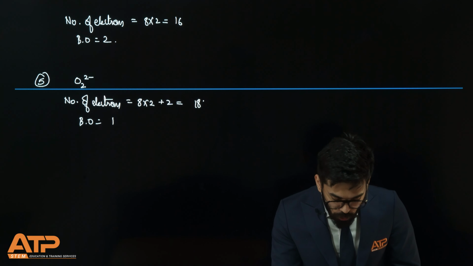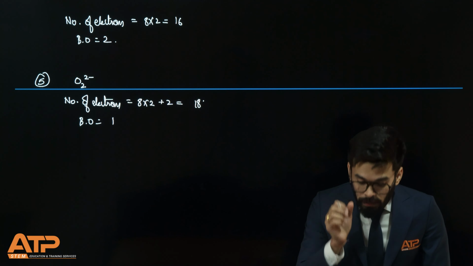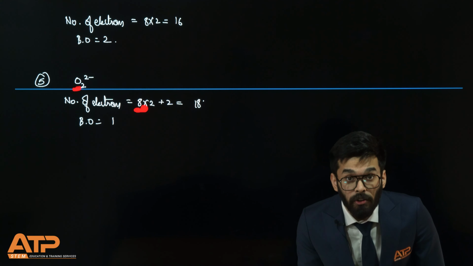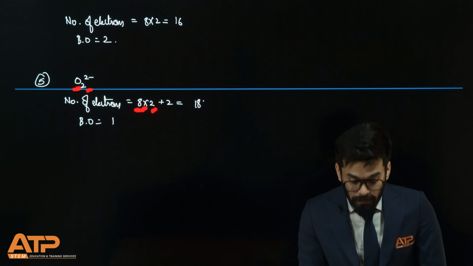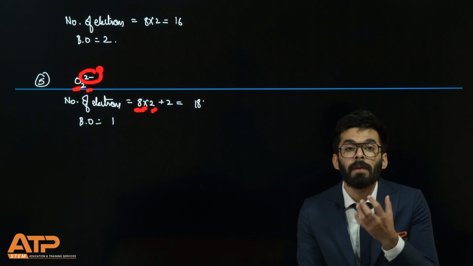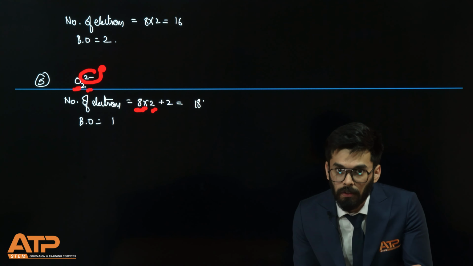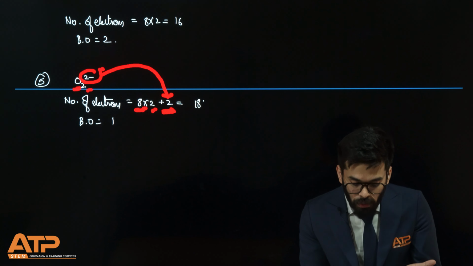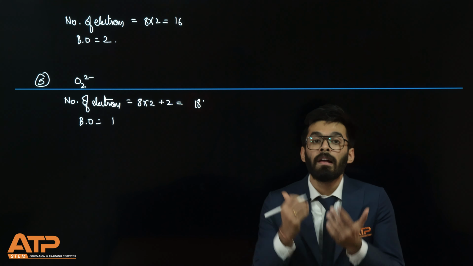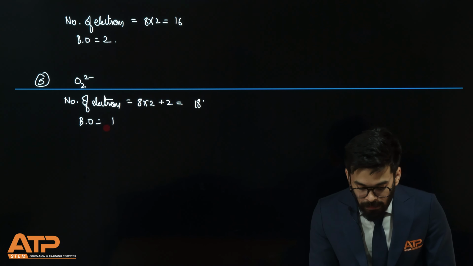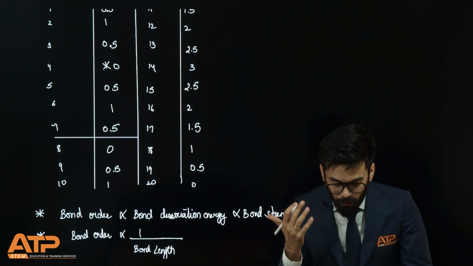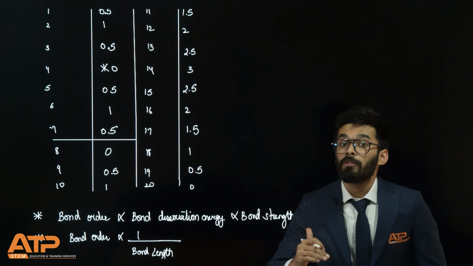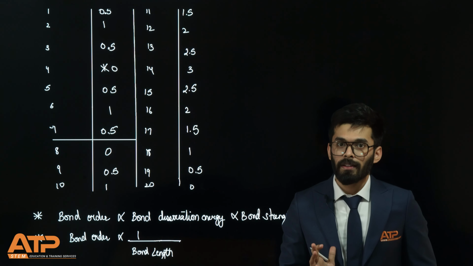Let's move ahead to O2 2 minus. Now, each oxygen atom has 8 electrons. There are 2 oxygen atoms. Then we have 2 minus, right? 2 minus means there are 2 more electrons than usual. So we'll add 2 electrons to compensate for that. So the total number of electrons is 18. And using the table, we can find when the total number of electrons is 18, the bond order is 1. I'll show you in the table very quickly. Total number of electrons 18, bond order 1. See, you can solve any bond order question using this table, right?